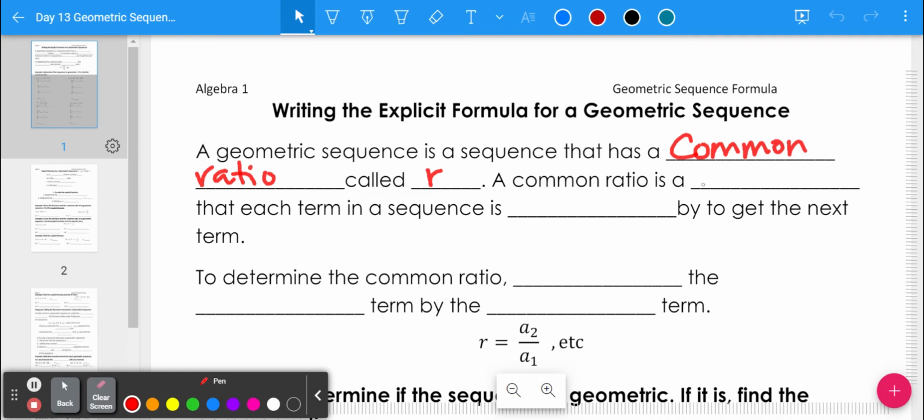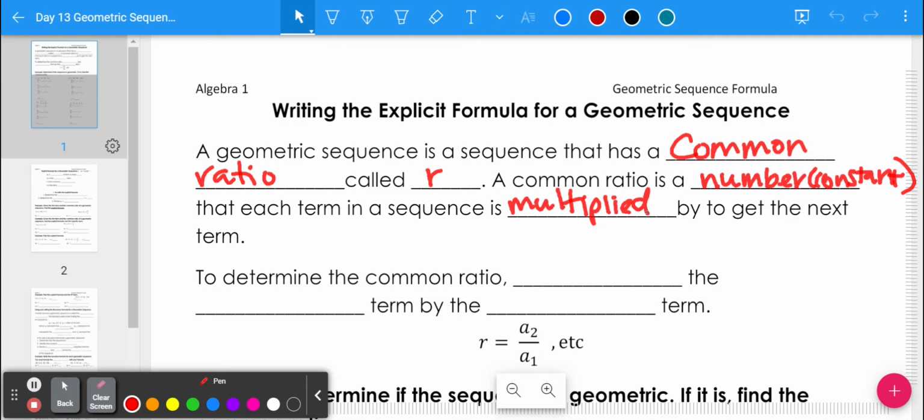So common ratio is simply going to be a number or a constant. Okay, remember, a constant is simply a number without a variable that each term in a sequence is going to be multiplied by to find the next term.